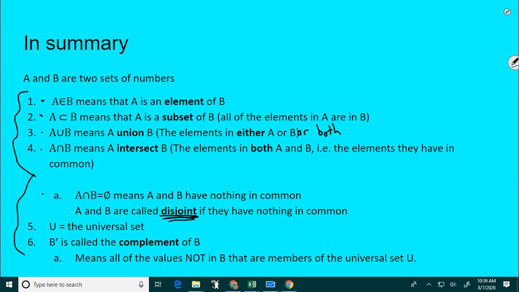All right, another term you might have heard before is mutually exclusive. They mean the same thing. Right? Big letter U means universal set. It's where we're taking everything from. It's where we're starting with. B with a little apostrophe or tick mark up there means the complement, means everything that's not in B. That's all the symbols right now.